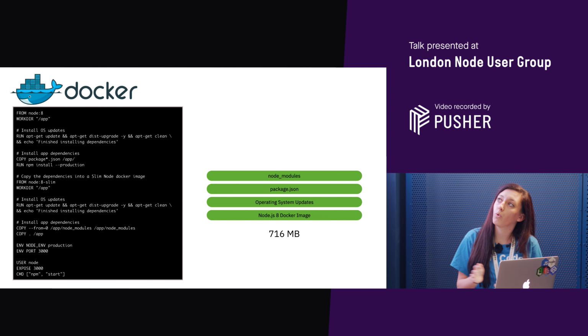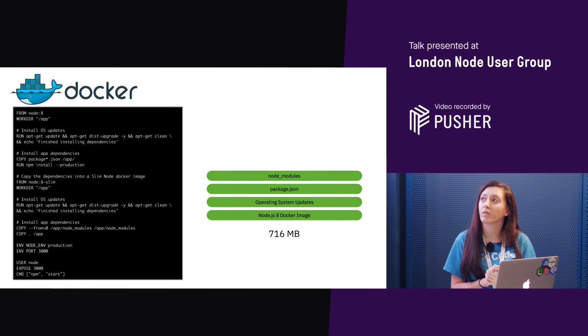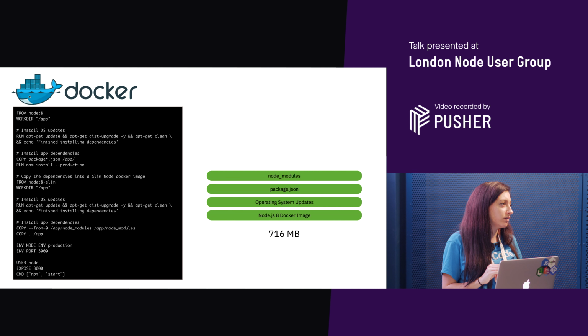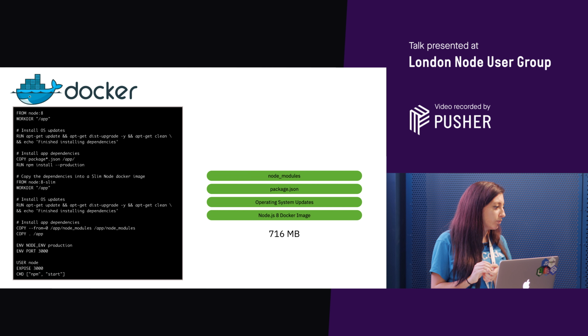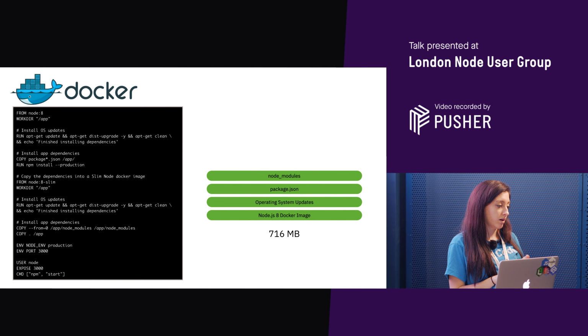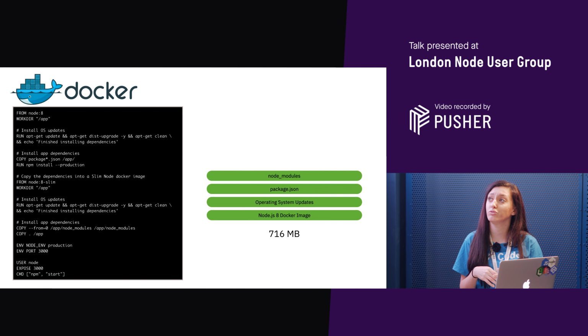But actually, the Node 8 image supplied by the Node Foundation is 716 meg, because it uses, I can't remember off the top of my head, Alpine? No, it's Debian. It's a Debian image. So it's quite full-fledged. I think it's got Node.js and Python inside it, because that's what you need for compiling native modules.